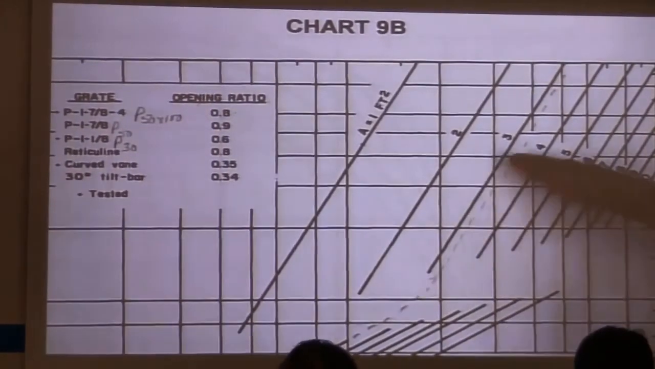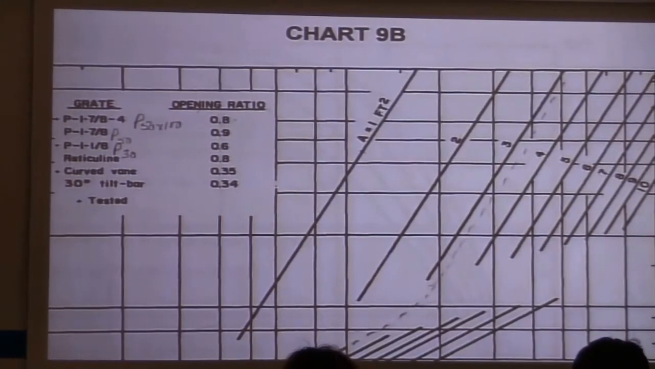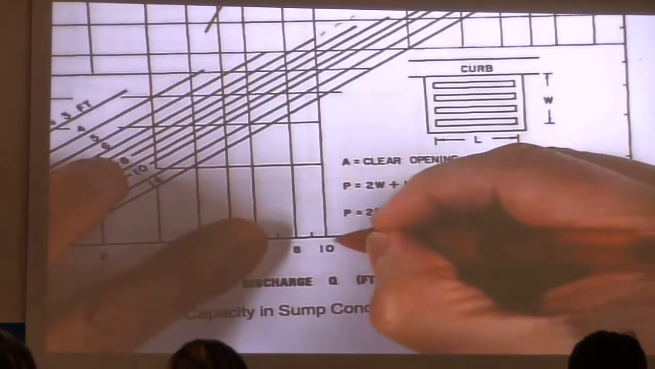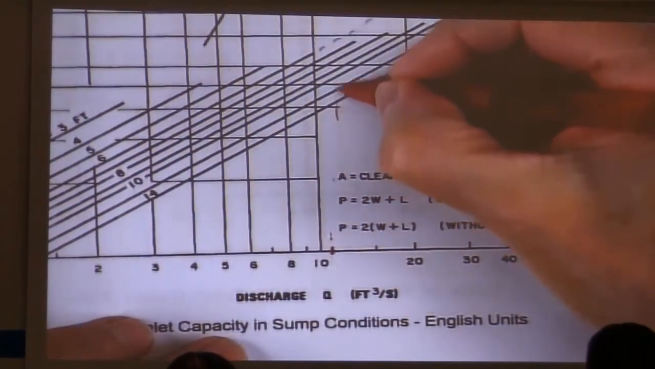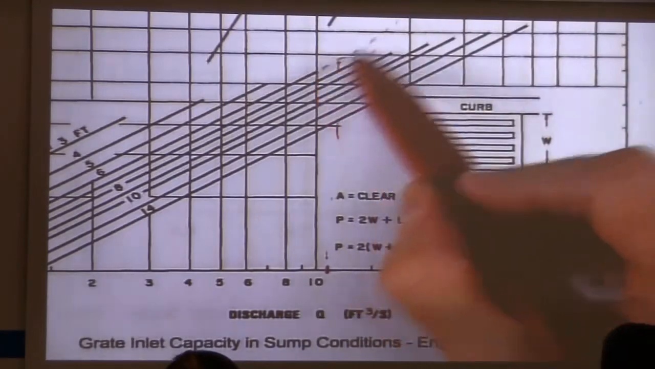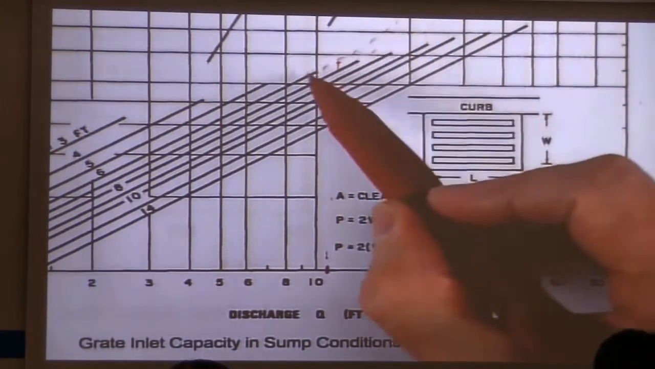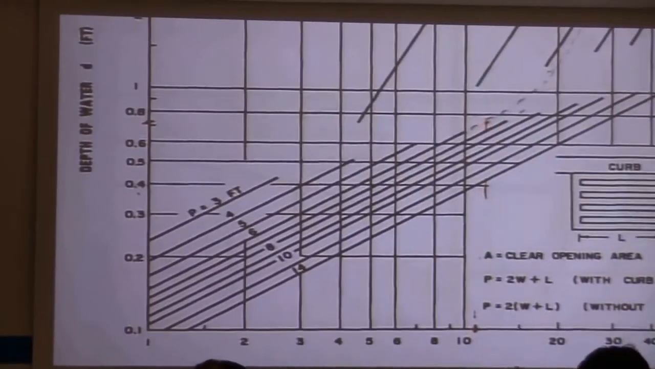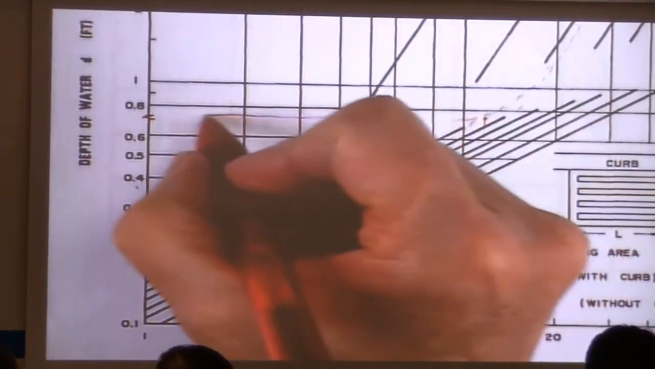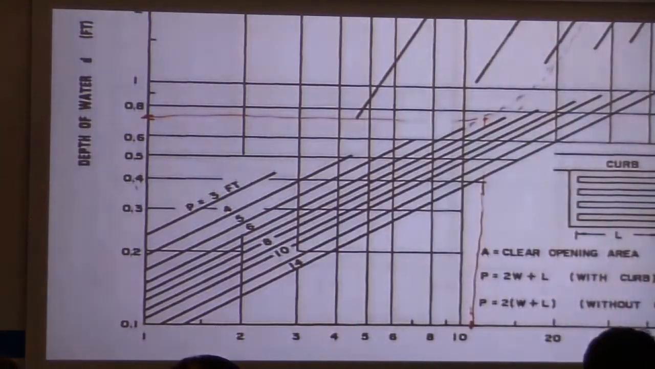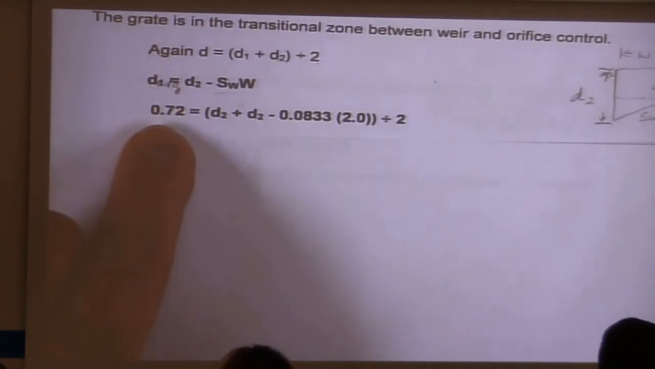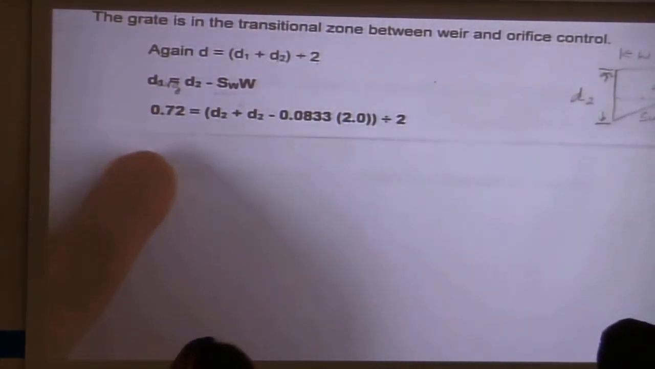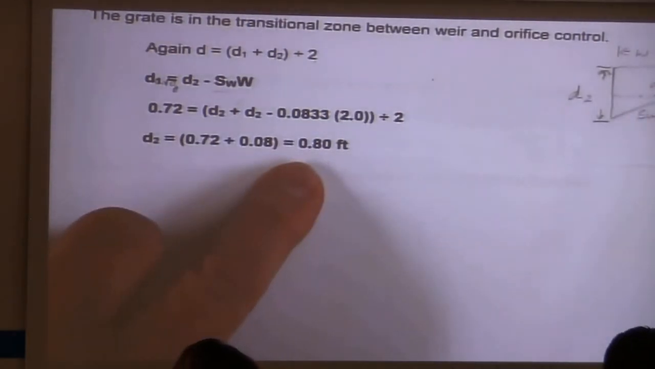Because we came in here, we're at 3.2, and we've got to go down to about 11 CFS, which is somewhere in here. Say that's 11, so we bring it on up to our 3.2. We had to make this line from P6 to 3.2 connect, and if we do that and come on over, we're somewhere around 0.72. That's how we're getting that depth. Once we have that, then we can put that 0.72 into our equation, work it out, and we get that D2 is equal to 0.8.